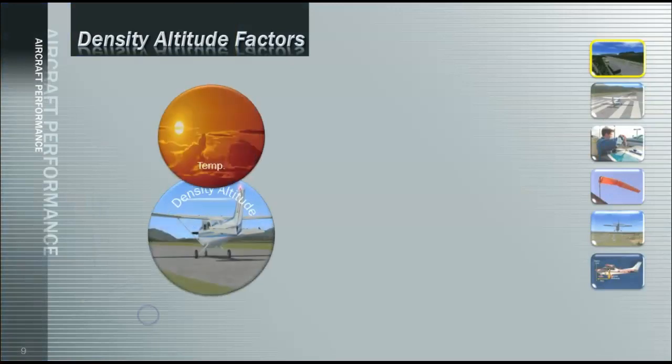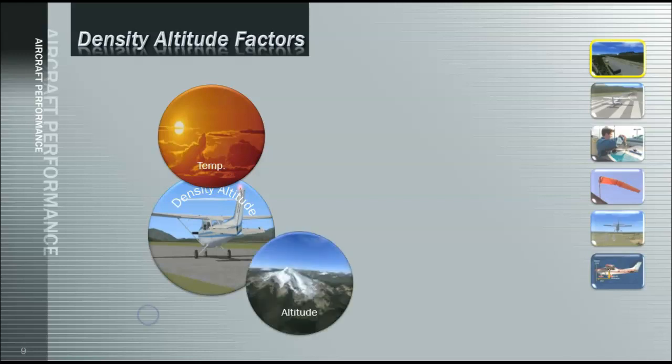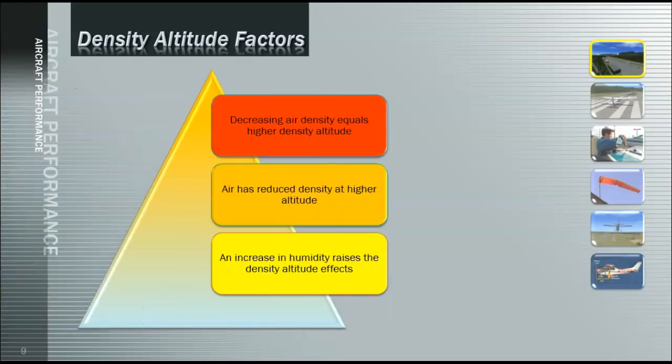So density altitude depends on a number of factors. Temperature is one of the major factors, altitude, and humidity. Decreasing air density equals high density altitude. Think of the term high density altitude as higher altitude density. Air has reduced density at higher altitudes. An increase in humidity also raises the density altitude, makes the air less dense.